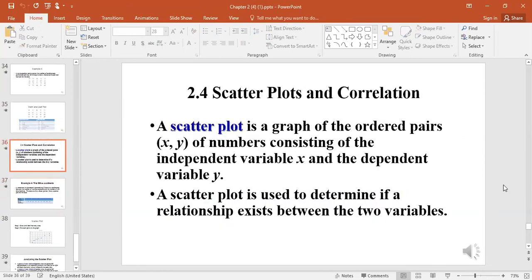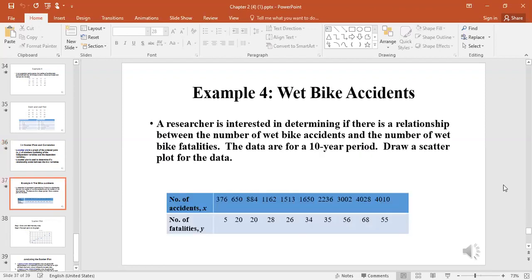Another type of graph that we can talk about is a scatter plot. In a scatter plot, we have two variables, x and y. X is the independent variable and y is the dependent variable. We plot them on a graph. For example, we might have the number of accidents and the number of fatalities per accident.